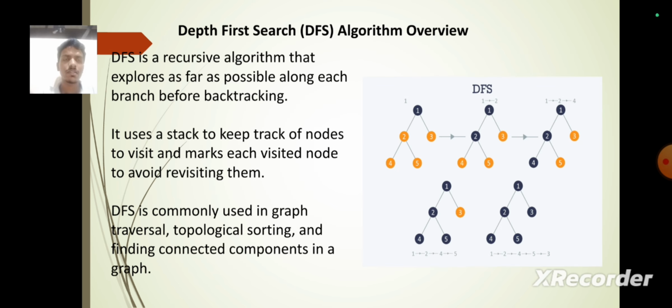Depth first search algorithm overview. DFS is a recursive algorithm that explores as far as possible along each branch before backtracking. It uses a stack to keep track of nodes to visit and marks each visited node to avoid revisiting them. DFS is commonly used in graph traversal, topological sorting, and finding connected components in a graph.